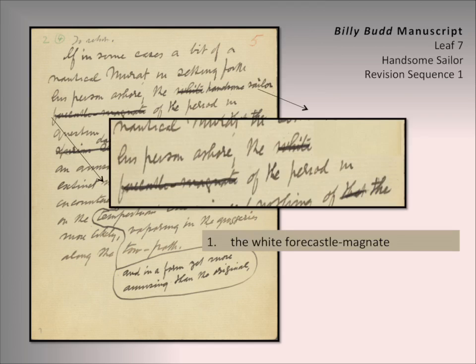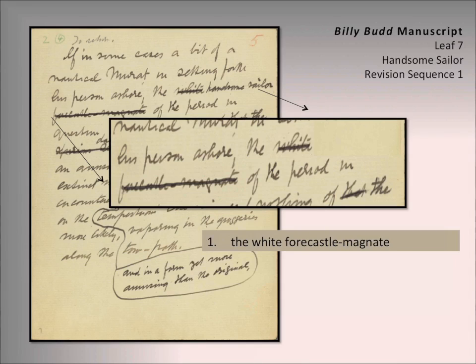In this revision scenario, Melville first deletes the word white. I've sort of doctored the inset there by taking out handsome sailor. I couldn't take out the cross out, but you have to sort of imagine that what he first wrote was the white forecastle magnate. He couldn't fit forecastle magnate to the right of the word white, so he put it all, he was on good behavior. Now, you can actually read these words. Most of Melville's handwriting is impenetrable, but you can sort of make out that, so he put this hyphenated word on a new line by itself.